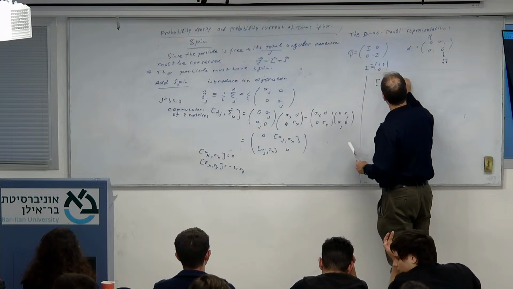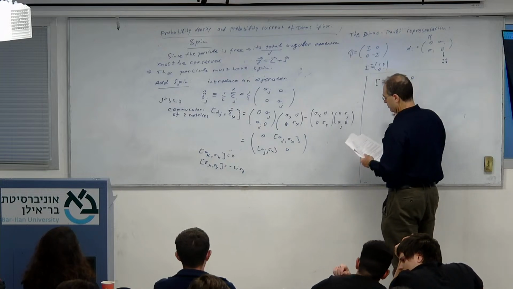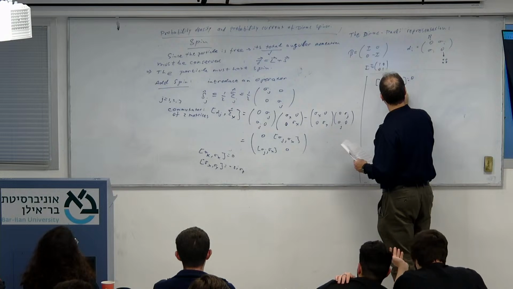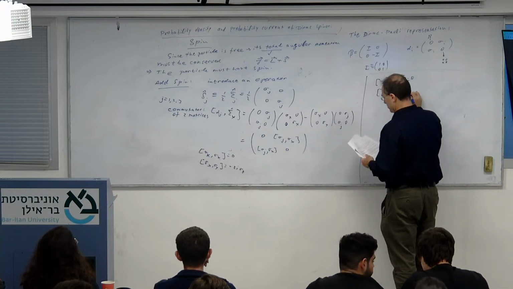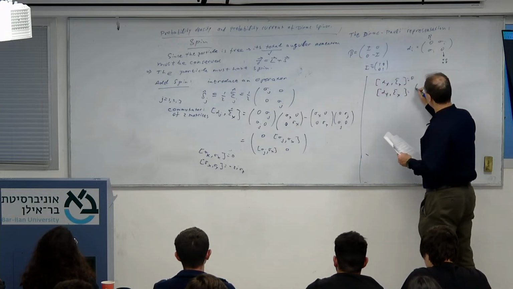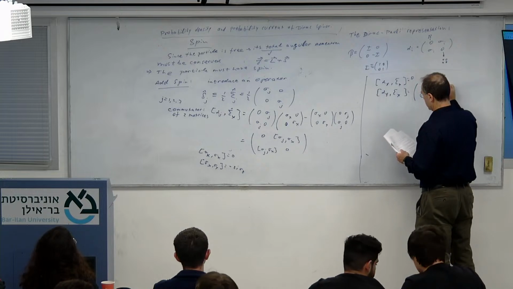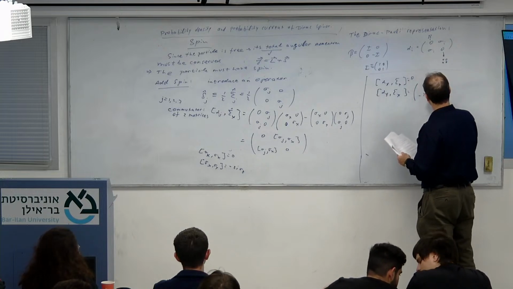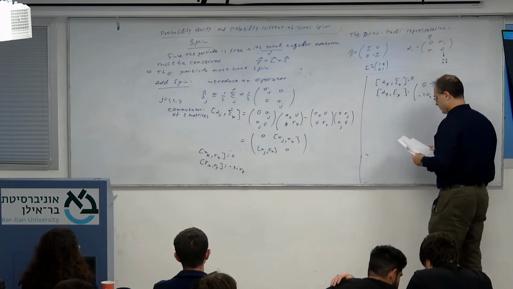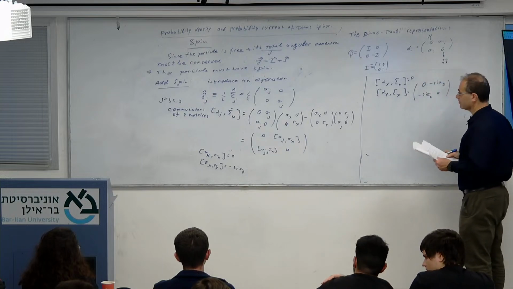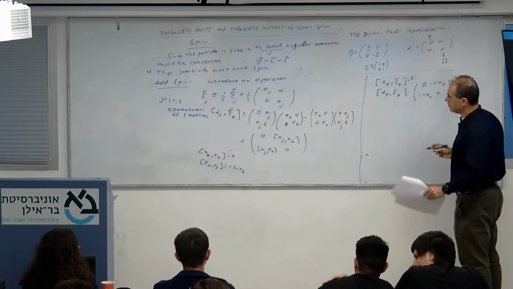Overall, what are we going to get? Alpha x with sigma x is going to be 0. Alpha y with sigma x is 0, minus 2i sigma z, minus 2i sigma z, 0. Not plus 2i, because you have sigma y sigma x, not sigma x sigma y.